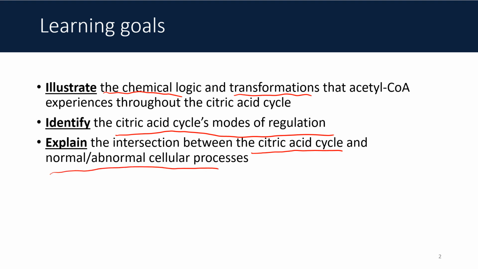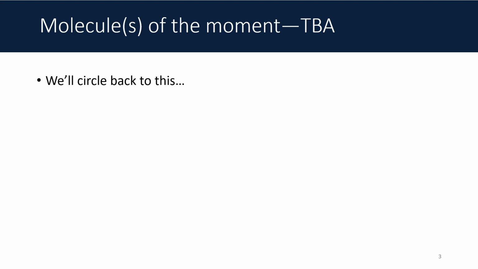And at the very end, we're going to explain the intersection between the citric acid cycle and normal/abnormal cellular processes. We will be doing something a little bit different for the molecule of the moment. This is something that we'll be doing in class, and it'll be rather extensive. So we're going to put a pin in this for now.